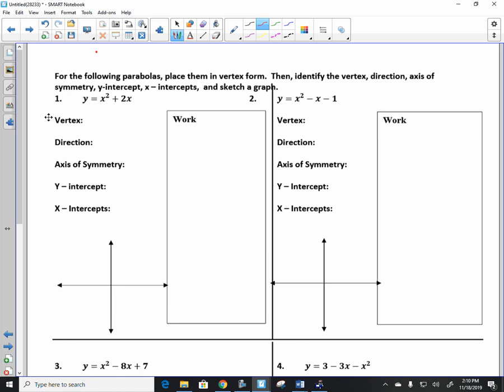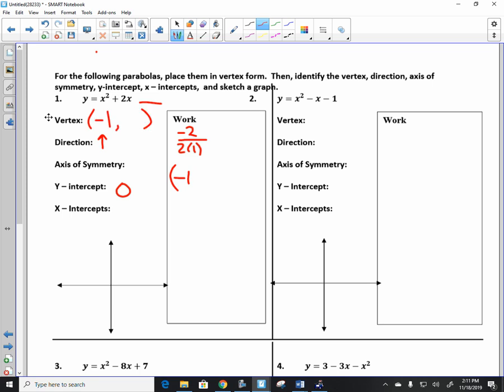So let's take the easy ones first. What's the easy part to figure out first? The direction. Direction is up. Any question there? The y-intercept, super easy. 0. There's no value on the end here, so it's 0. So now it gets a little bit more challenging, but I'll start with the vertex. The vertex is negative b divided by 2a, and the a value is 1, so 2 times 1. So negative 2 over 2 is negative 1. That's the x value of the vertex.